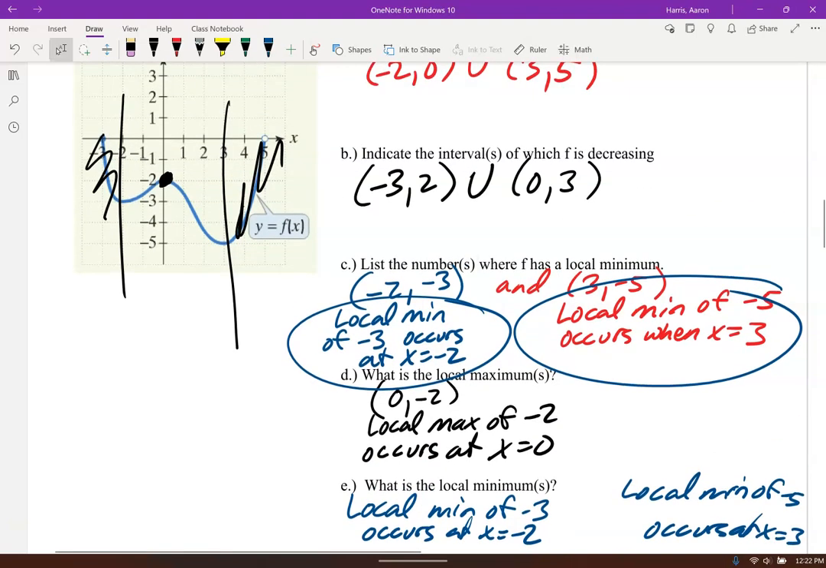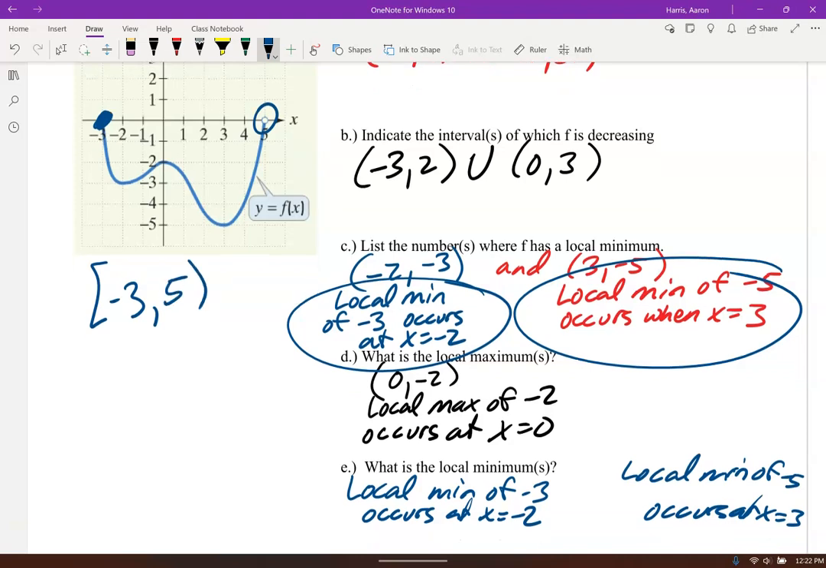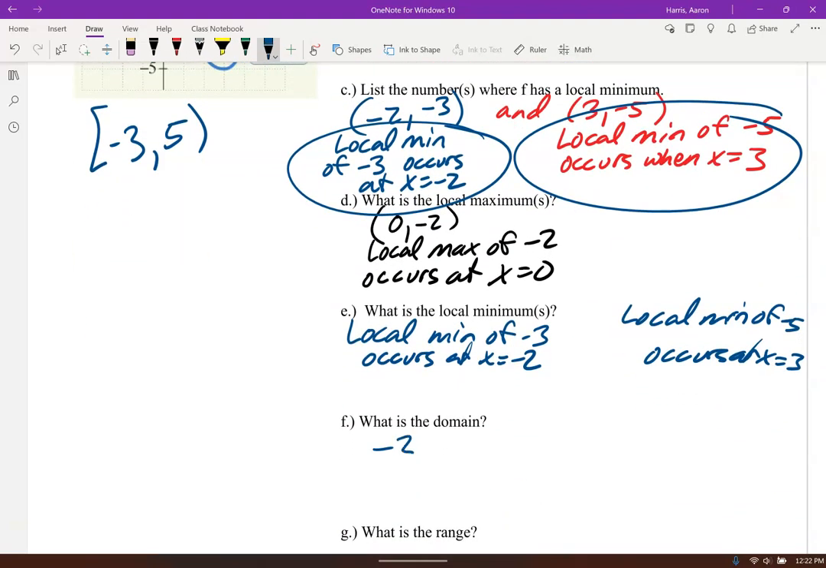All right, what's our domain? Let me come back up here. Let's do our domain now. It looks like it goes from -3. This is filled in, so -3 up until the 5, but the 5 is a parenthesis, so we do not include an x value of 5. From -3 up to 5, bracket -3. So less than 5, greater than or equal to -3.